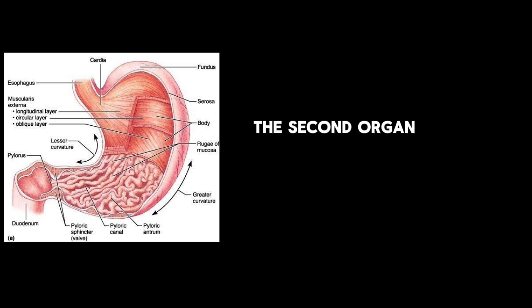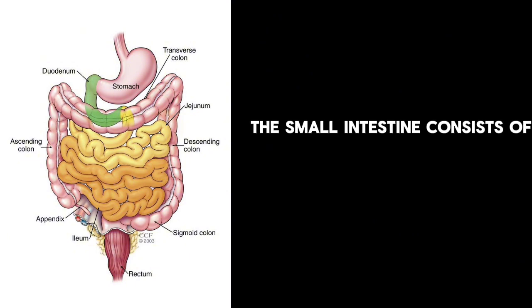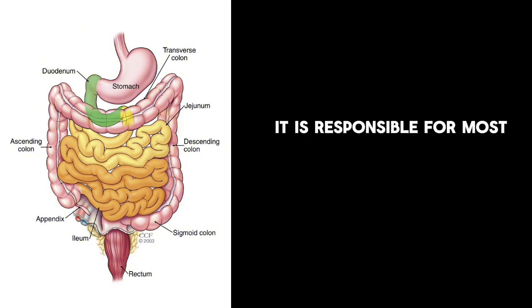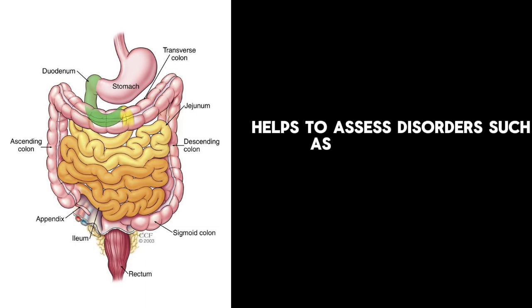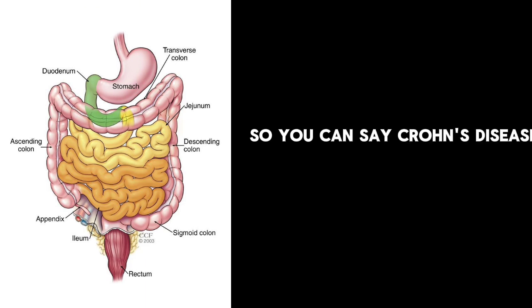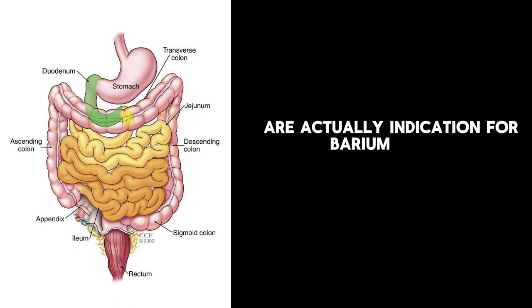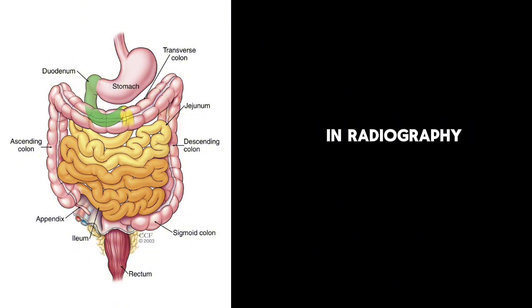The second organ is the small intestine. The small intestine consists of the duodenum, the jejunum, and the ileum. It is responsible for most nutrient absorption. In imaging, barium studies or CT enterography help to assess disorders such as Crohn's disease, obstruction, and tumors. So, you can say Crohn's disease, obstruction, and detection of tumors are actually indications for barium studies in radiography.